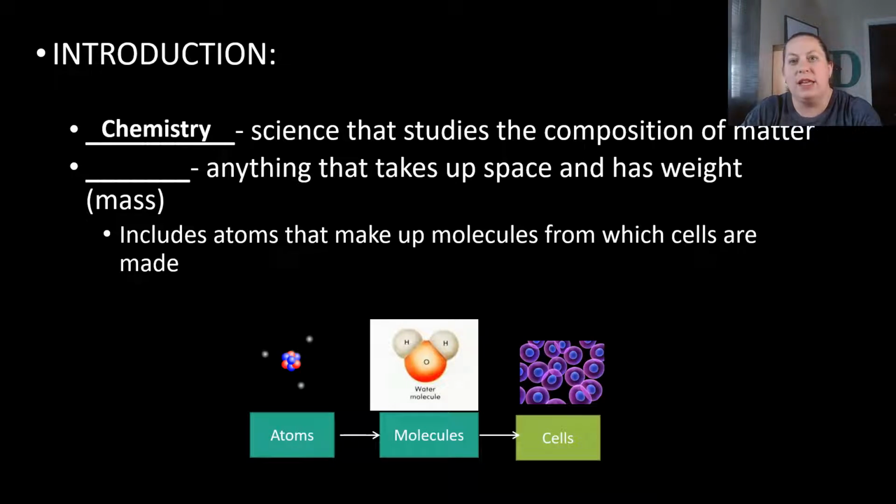Chemistry is a science that studies the composition of matter, and ultimately all living things are made of matter. So when we look at this, matter is anything that takes up space and has weight. We call that mass. This includes atoms that make up molecules from which cells are going to be made. And so this is why we need to talk a little bit about them, because remember, we looked at in the intro to biology that all living things are composed of cells, and these cells are going to ultimately include atoms.